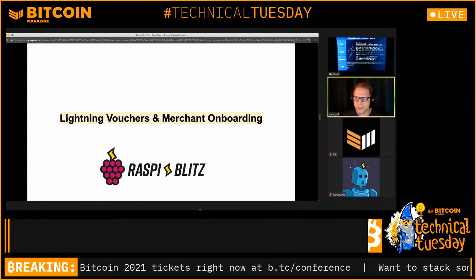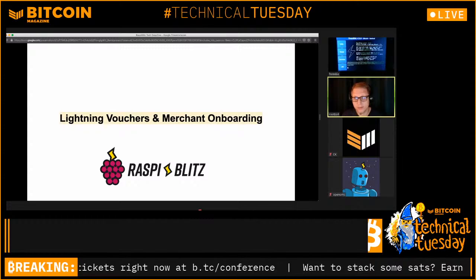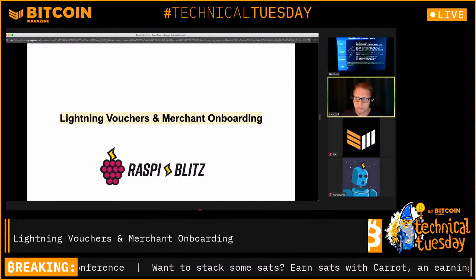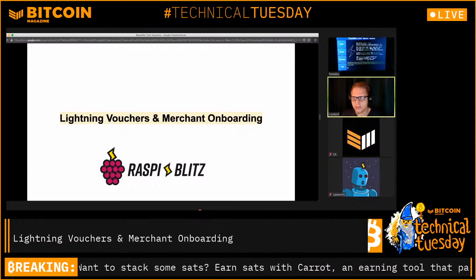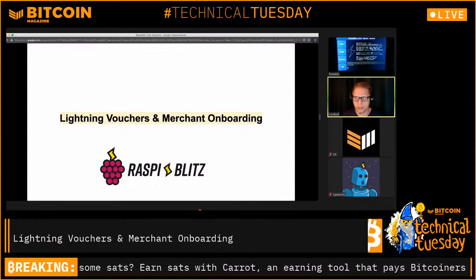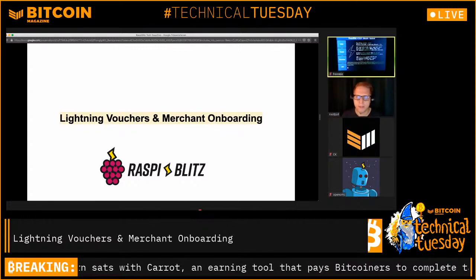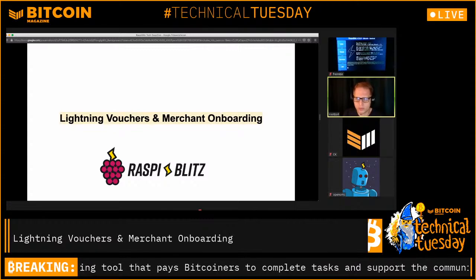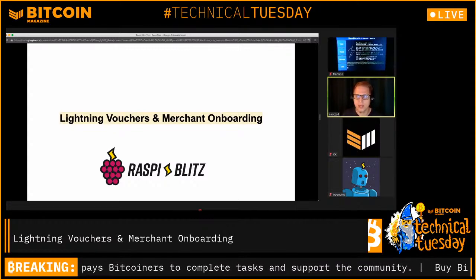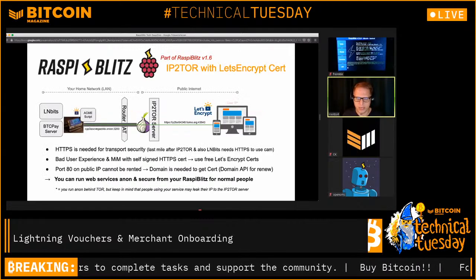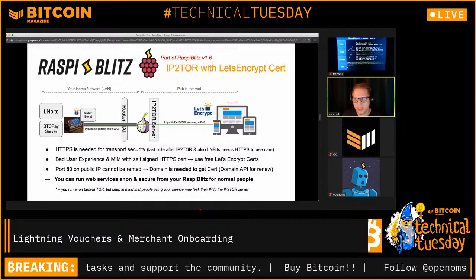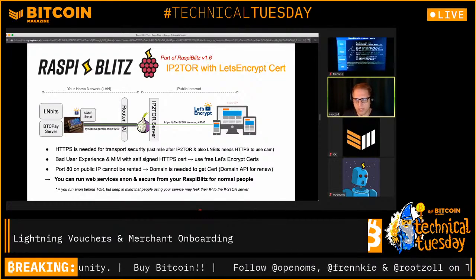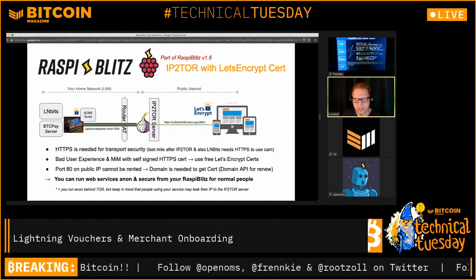Okay, so let's get into the third part here, and this one will be about Lightning vouchers and merchant onboarding. Those are two new concepts we're working on for the Raspiblitz, and they're working on them with the Blitz software. They're targeted to be very focused, something you can do with your Raspiblitz in your local community. But one important part to get it ready, to set it up correctly and to make it available to the outside for your local community is to set it up behind IP2Tor, the Blitz behind IP2Tor.